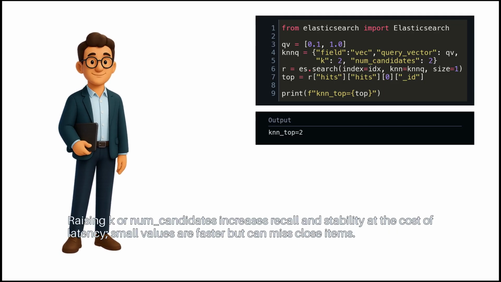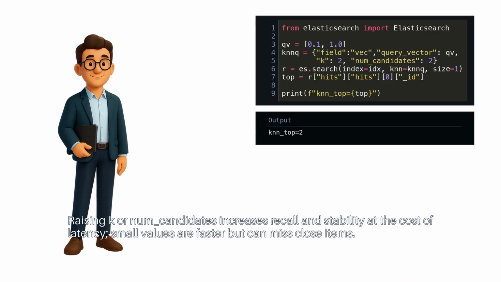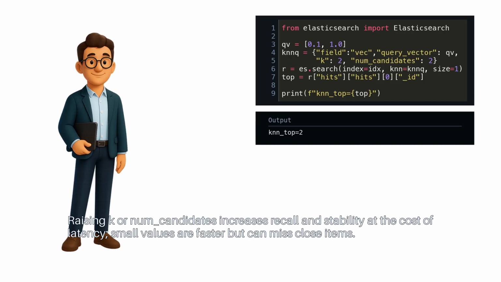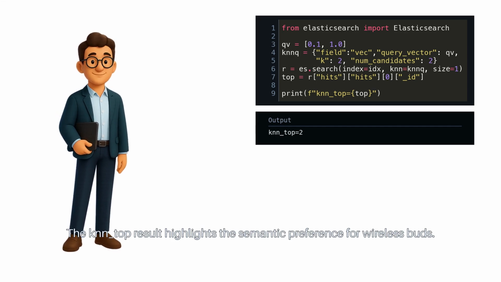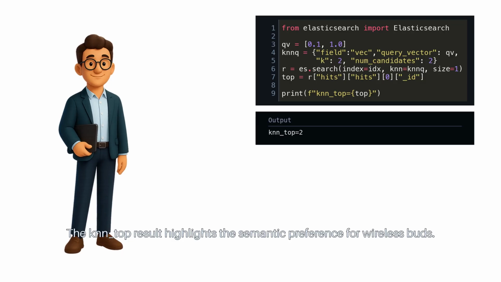Raising k or num_candidates increases recall and stability at the cost of latency. Small values are faster but can miss close items. The kNN top result highlights the semantic preference for wireless buds.